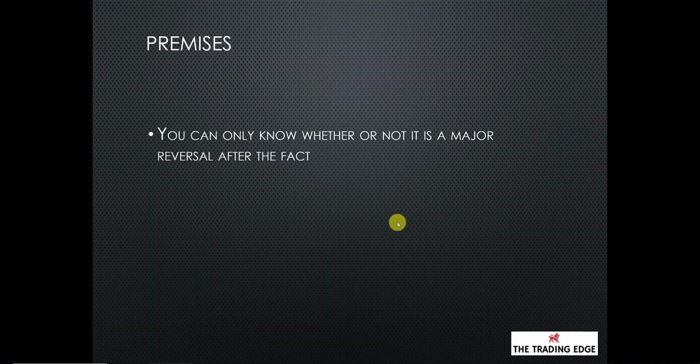Next slide, the next premise. As I've alluded to already, one of my premises is that you can only know whether or not you're in a major reversal after the fact. That's just because of the definitions. Because you can only define, categorize and label a major reversal by the size of the losses, you cannot know until afterwards.